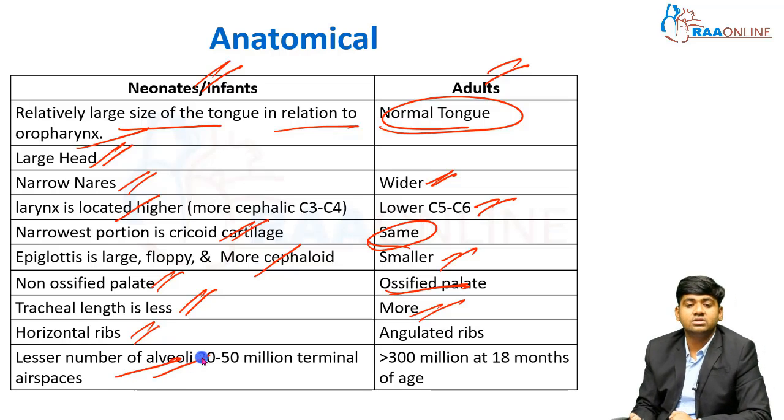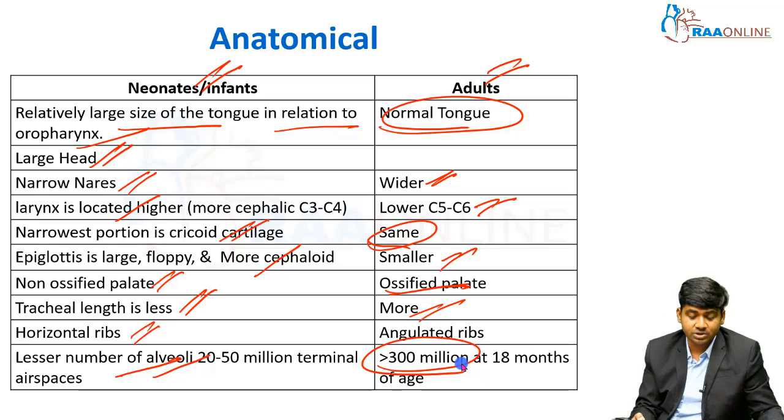Lesser number of alveoli: 20 to 50 million terminal air spaces, while in adults there are more than 300 million, reached at 18 months of age. Because there is a lesser number of alveoli, there is lesser gas exchange, and gas exchange is very difficult in these patients.